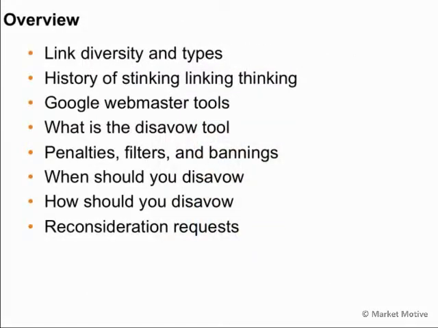We're going to look at the different types of links and what it means to have link diversity, a history of what I call stinking linking thinking, and why we need the Disavow tool in Google Webmaster Tools. We'll take a deeper look at penalties, filters, and bannings, when you should disavow links to your website, how, and a brief look at reconsideration requests, which has spawned another video entirely.